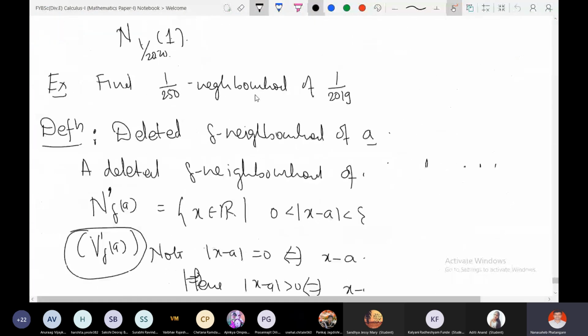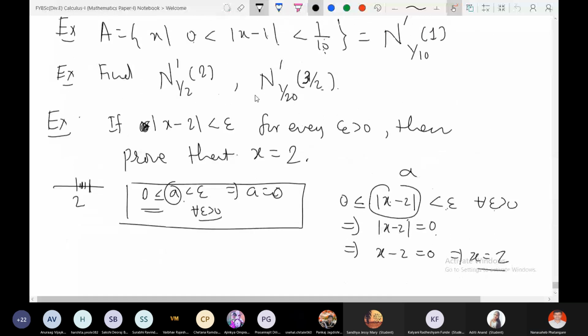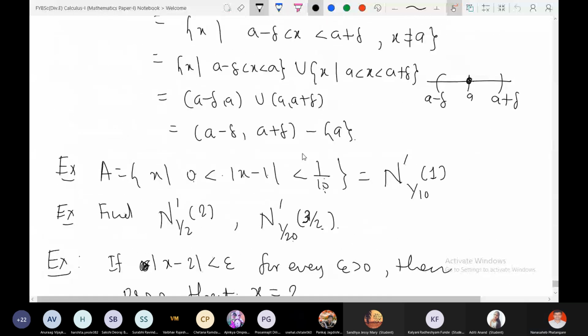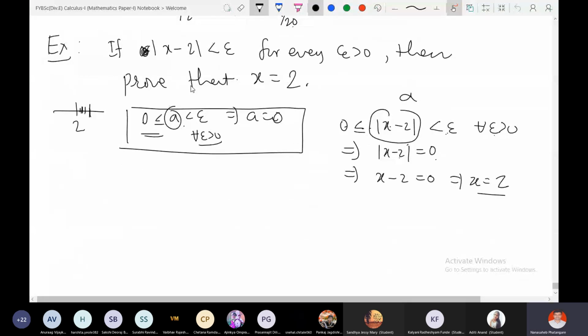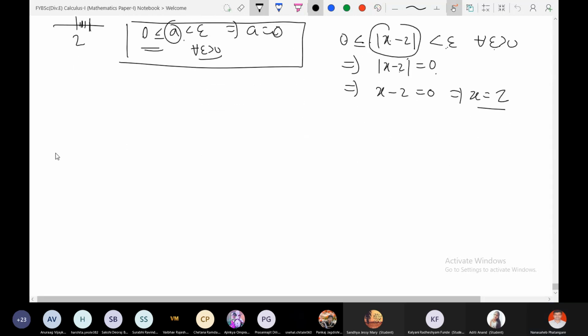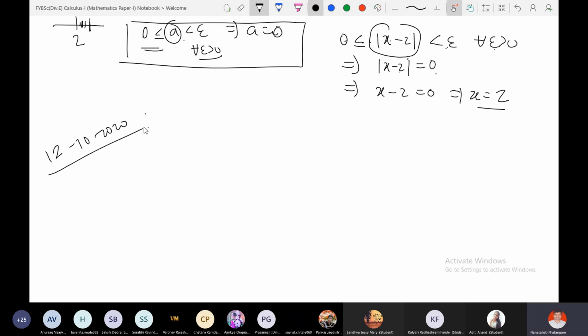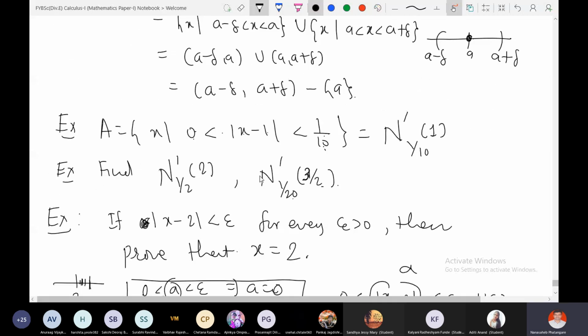Last time we were talking about neighborhoods, deleted neighborhoods of points. All of you understood what is the meaning of neighborhood of a point and deleted neighborhood of a point, right?